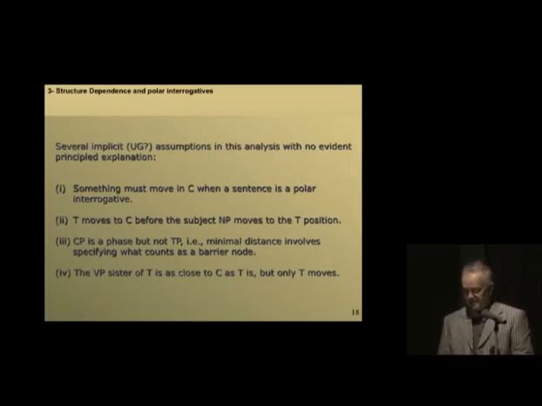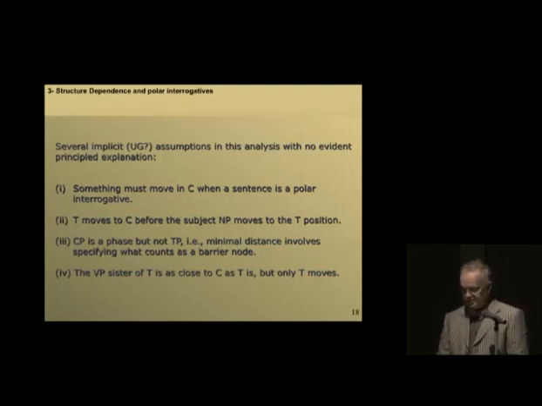The first one is that something must move to C when a sentence is a polar interrogative. Why is that? Okay. The second one is that T moves to C before the subject moves to the T position. I know it saves the day if you assume that, but why assume that? This is an ordering of transformations. For some of us who remember those days past, it's going back a long, long time to order transformations in a derivation.